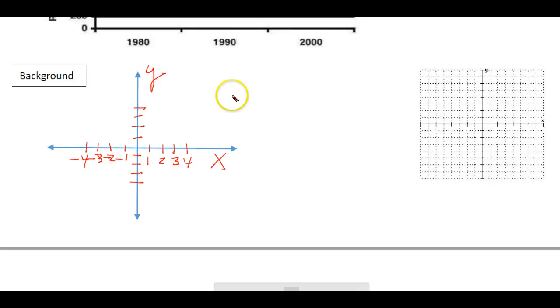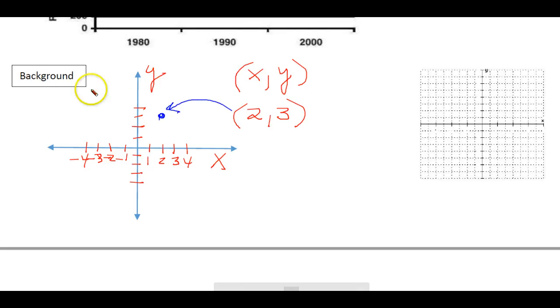Now on this, we're able to plot what are called ordered pairs, in which there's an x value and a y value. And the pattern for that is if they were to give you, let's say, (2, 3), we would start with the x value, start here at 0, go over 2, and then up 3 and put a dot here. And that's where this point would be plotted on the rectangular coordinate plane.